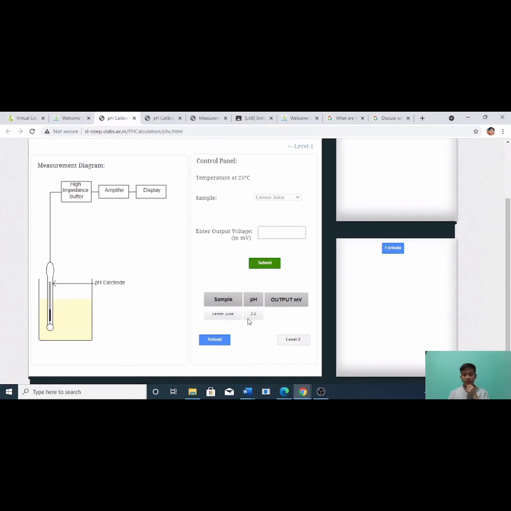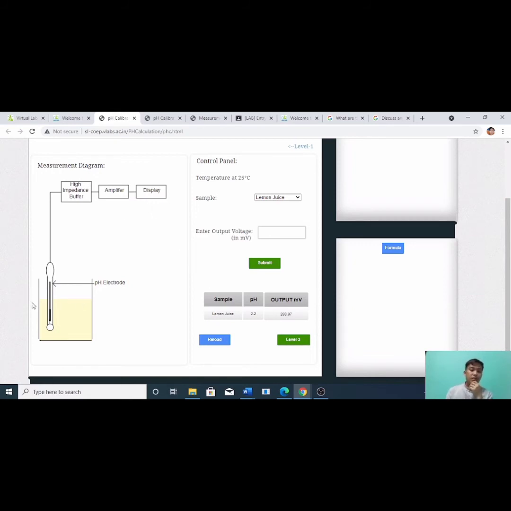Now, at lemon juice, after calculation, you put your answer here. You put your answer in the box: 283.97. Then after inputting your answer, you click submit. If it is correct, it will turn green. But if it is wrong, it will turn red, meaning you will need to recalculate. After calculating, you have this 283.97. So let's go forward.